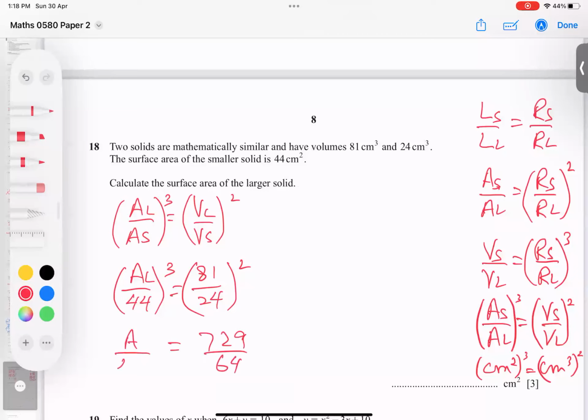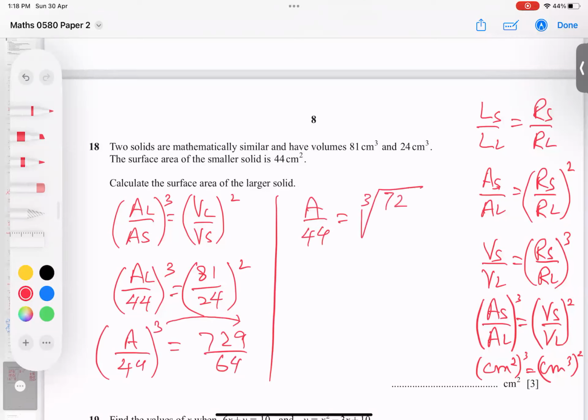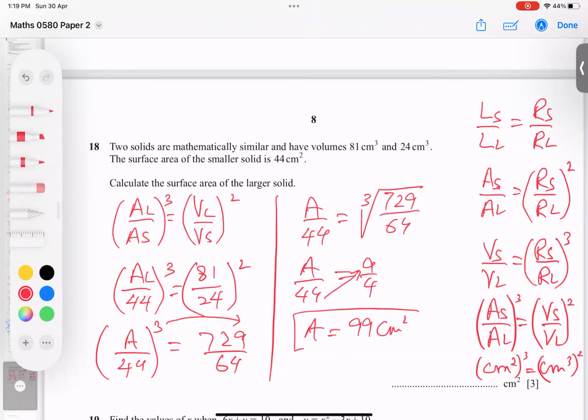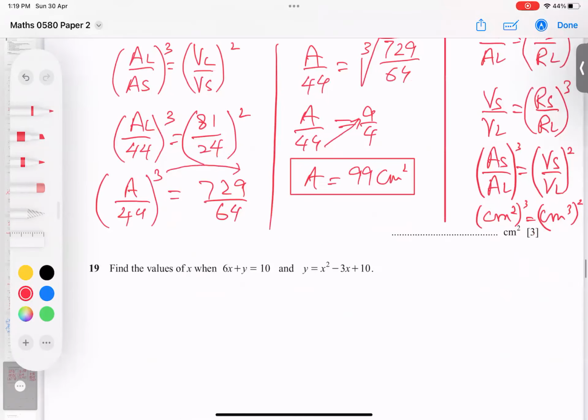And now I tell you what to do onwards. This power 3 is there. When power 3 goes to the other side, it becomes a cube root. If I take the cube root of this value, I get 9 over 4. And x over 44, this 44 goes up, and 99 centimeter square is our answer. So don't forget these four formulas which I mentioned on the left and right-hand side here.